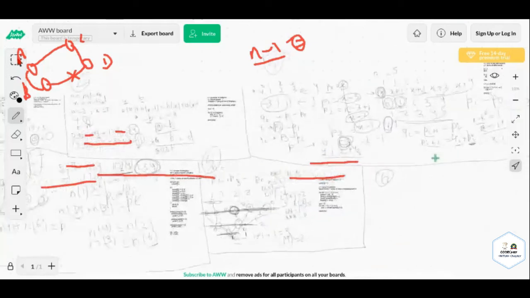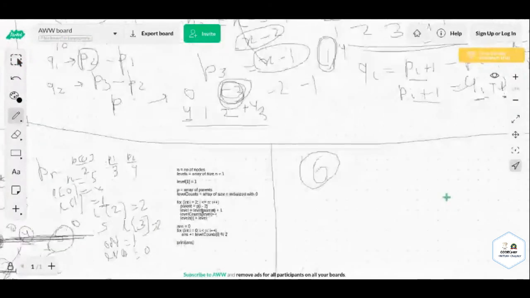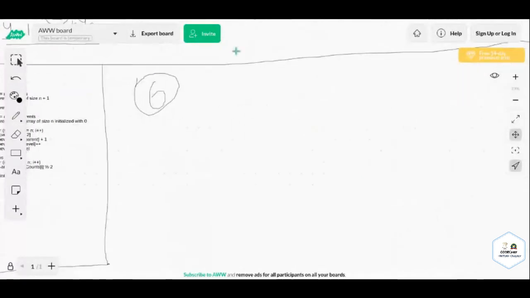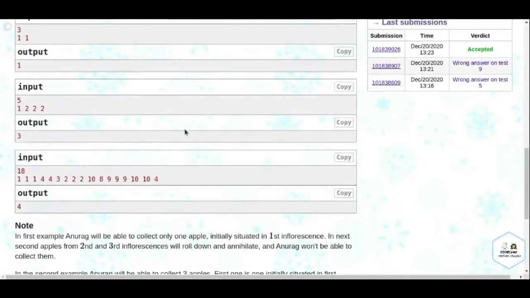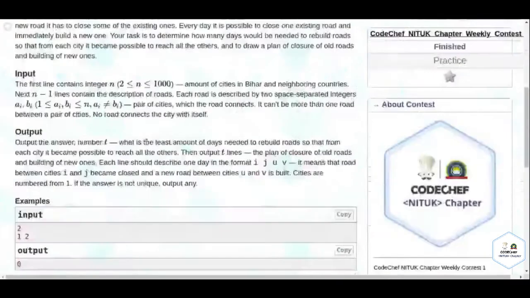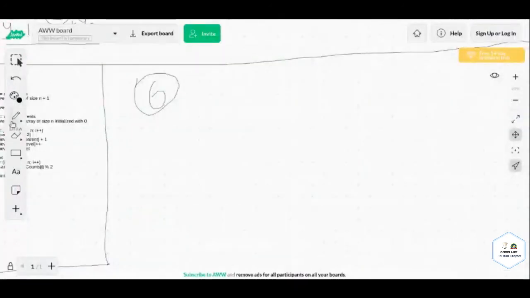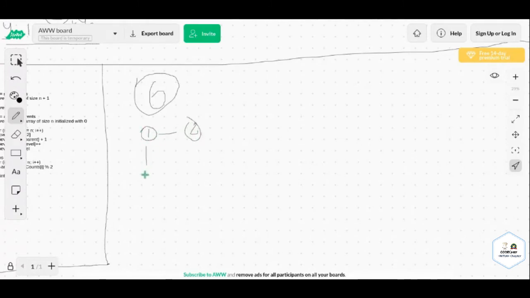So let's formulate the problem once here. An example, something good. Okay, let's take our own example. We have one city, city number 2, city number 3. Here it is connected, city number 4, city number 5. So let's say there are a total of 5 cities, that is, n is equal to 5.